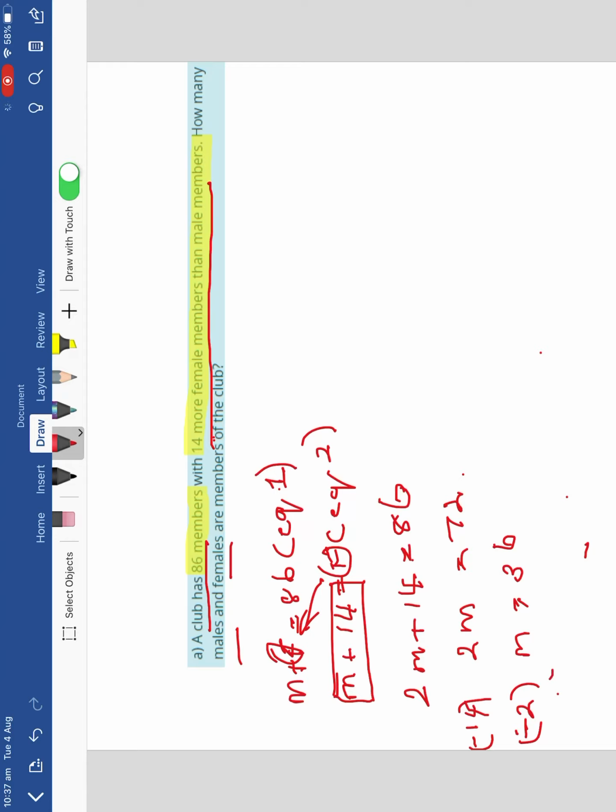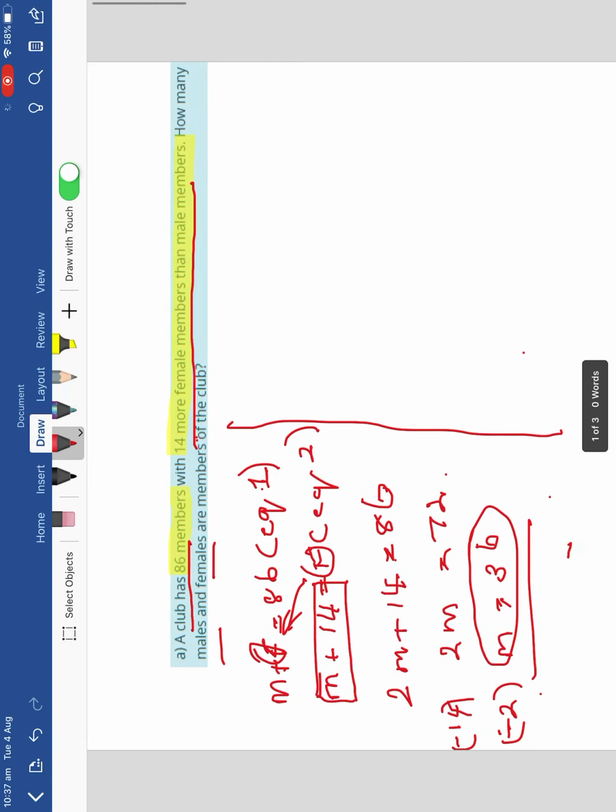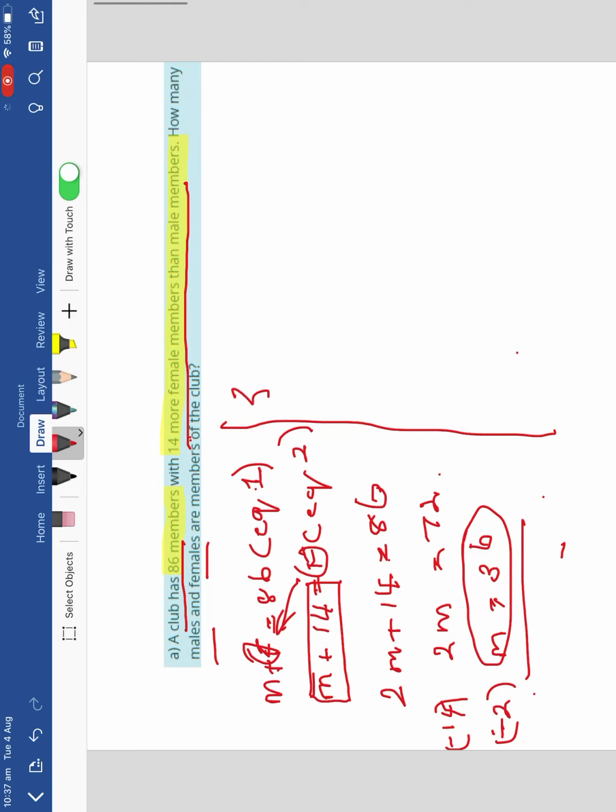So what we're thinking right now is there's 36 males in the club. How are we going to work out how many females in the club? I can see I've got a number up here. Equation 1, if I put 36 into there, I've got two numbers. So I should just be able to take one away from the other and get the number of females. So let's put m equals 36 into equation 1 up here. So what we've got is 36 plus f equals 86.